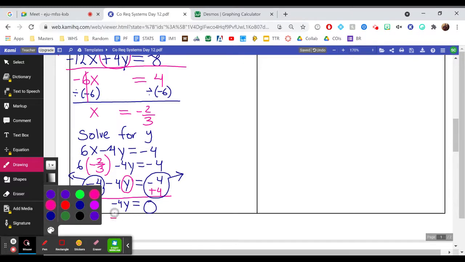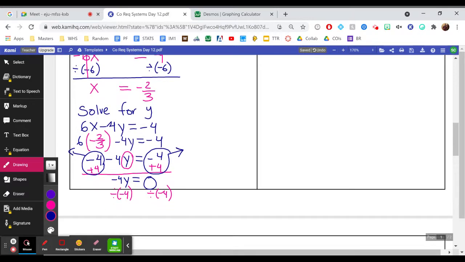Okay, last step is we're going to divide by -4 on both sides. And we know that dividing 0 by -4, that's going to give me 0, so y is equal to 0. So my solution is -2/3, comma 0.